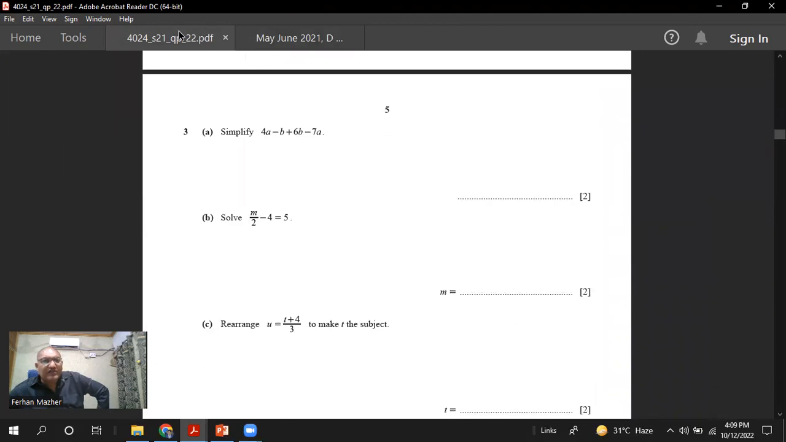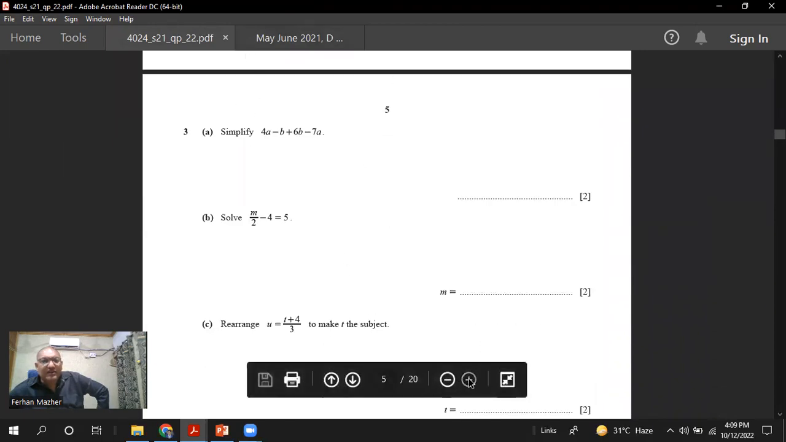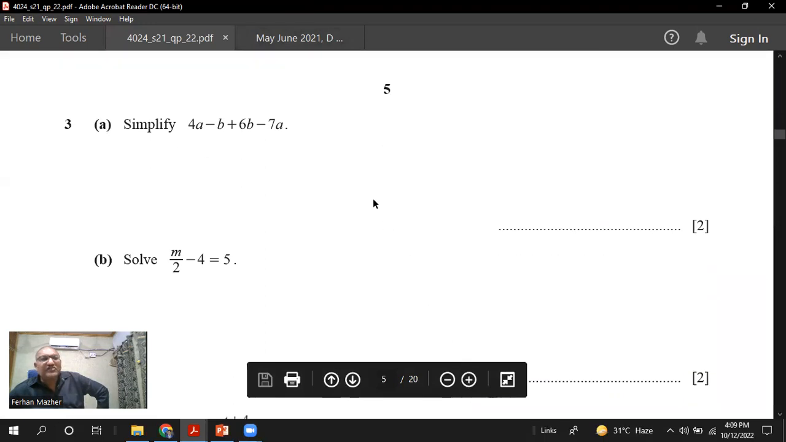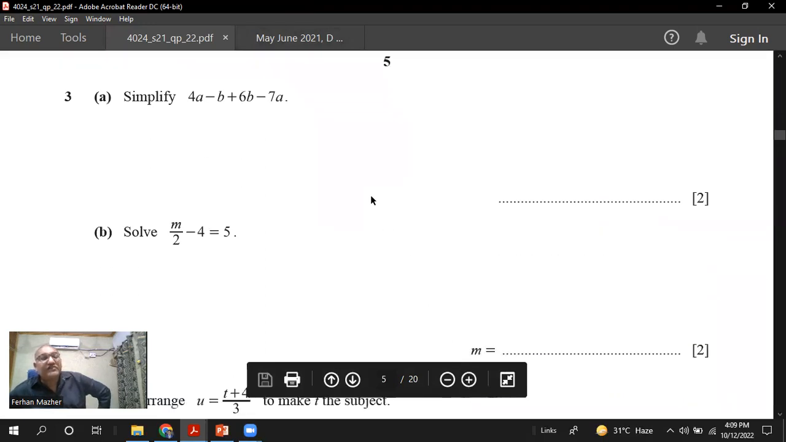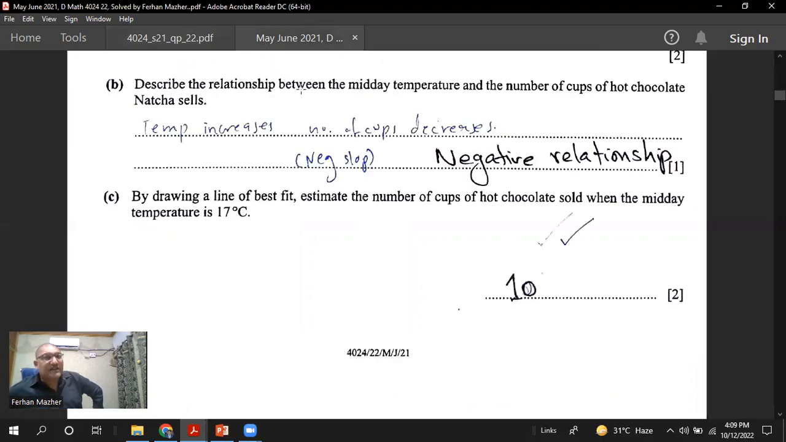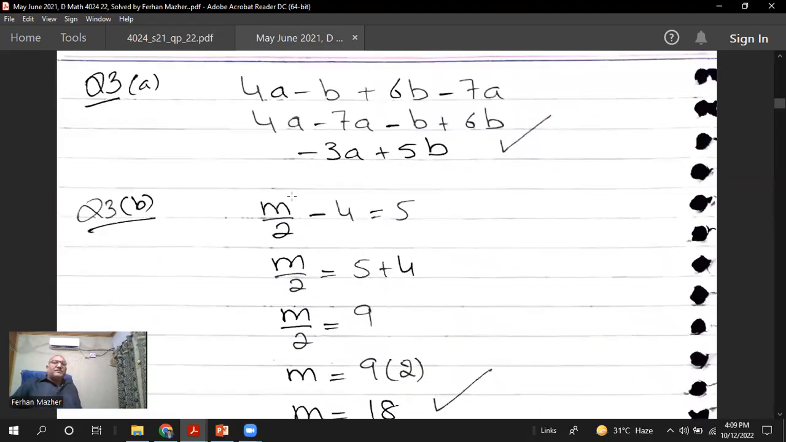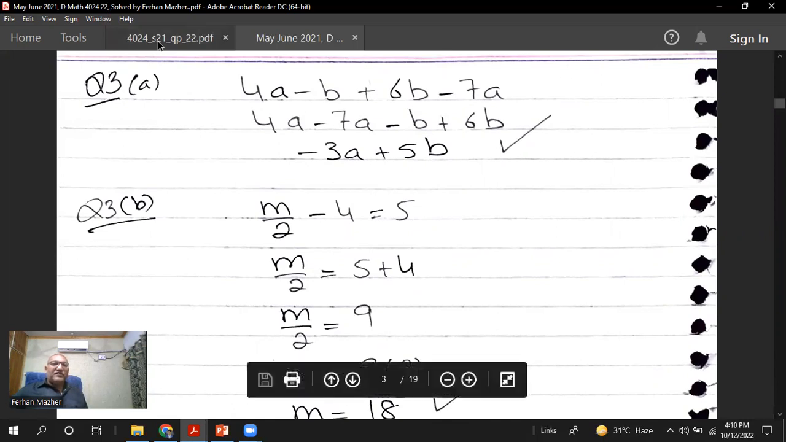Okay, so we are going to the next question. The next question coming up on your screen is question number 3. It says simplify 4a minus b plus 6b minus 7a. Very simple. So it will be 4a minus b plus 6b minus 7a. The terms which have a in them, bring them together. So 4a minus 7a minus b plus 6b. So it will be minus 3a plus 5b. So very simple, straightforward question.